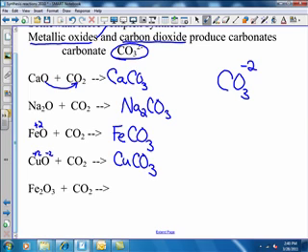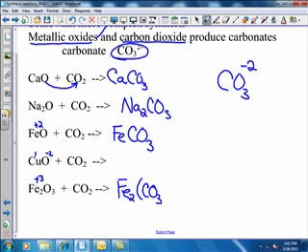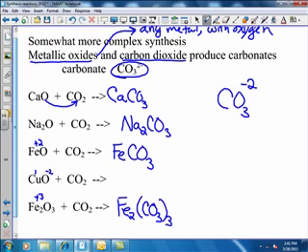And now I threw this one in here down here. That's going to be a different charge. So this iron is going to be a +3 iron. That's going to give me a different carbonate. And so I'm going to have Fe2(CO3)3. So that is a metal oxide with carbon dioxide, and they're always going to produce this carbonate compound.